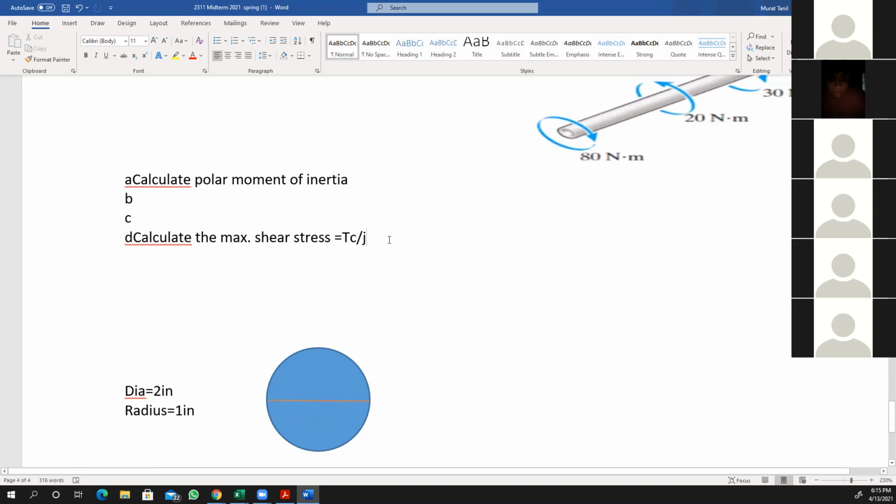In the middle, it's 0. So if I use T times 0 divided by J, it will be 0. And I can prove that there is no shear stress developed along the neutral axis.